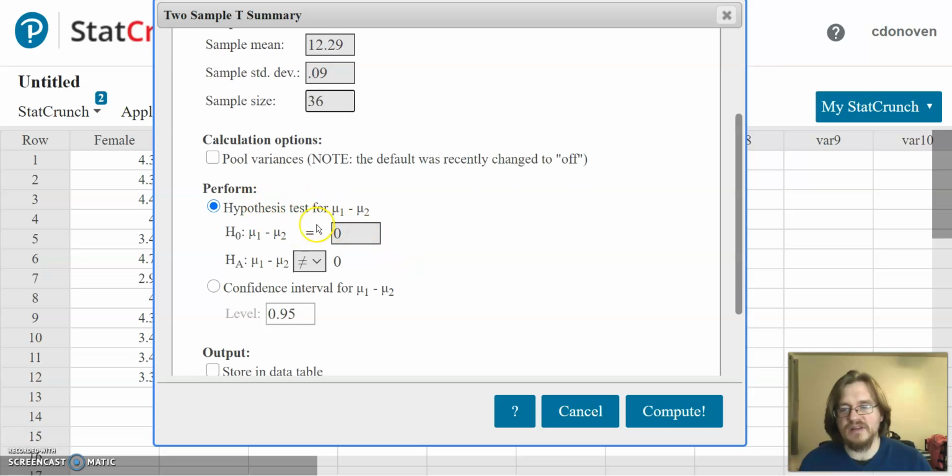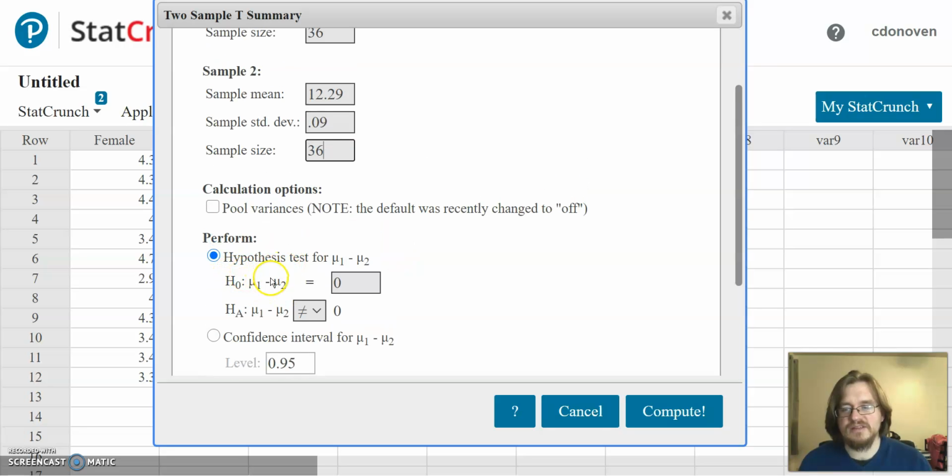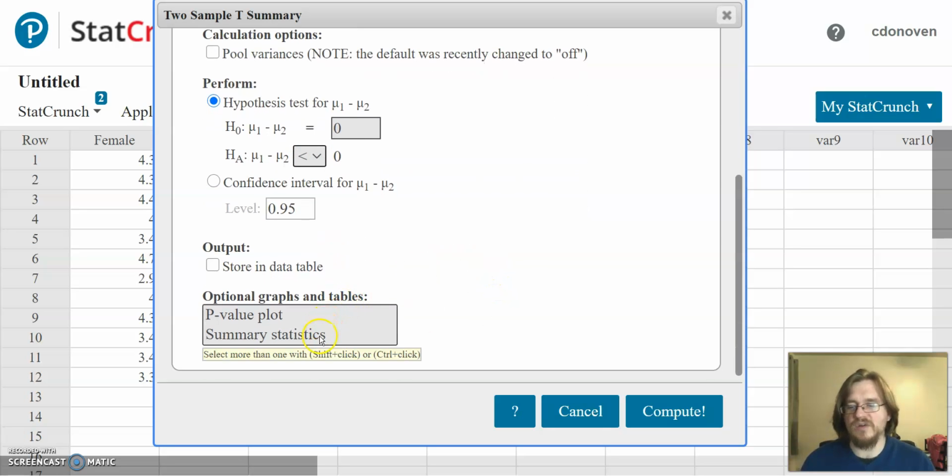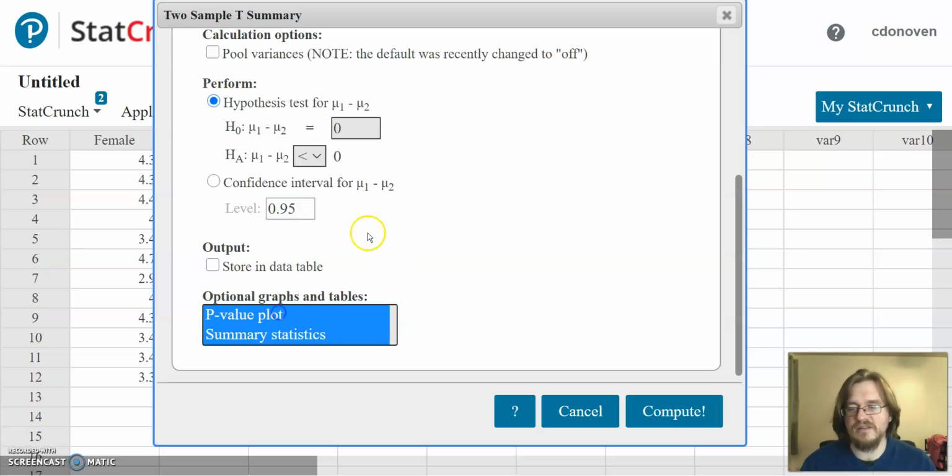And let's perform our hypothesis test. So again, the null hypothesis is that the 2 values are equal, and the alternative hypothesis should be that the Coke is less than the Pepsi, as in mu1 minus mu2, mu1 being the mean for the Coke minus the mean for the Pepsi, should be less than 0, since if we're taking a number minus a bigger number, we should get a negative number. And again, I will include the summary statistics and the p-value plot just so I can create some graphs to look at. And let's compute this.